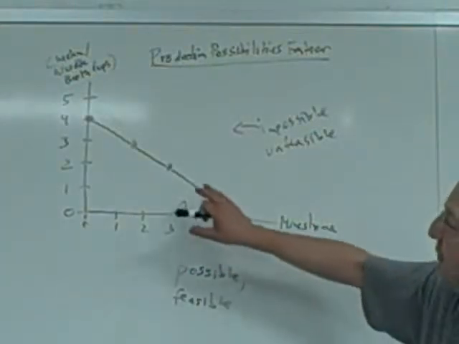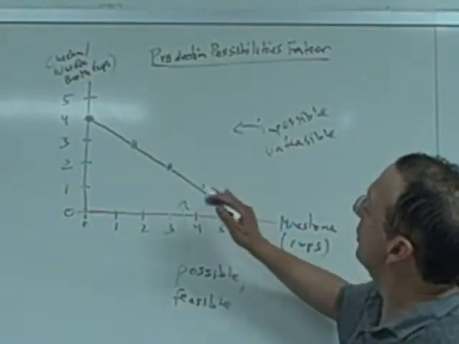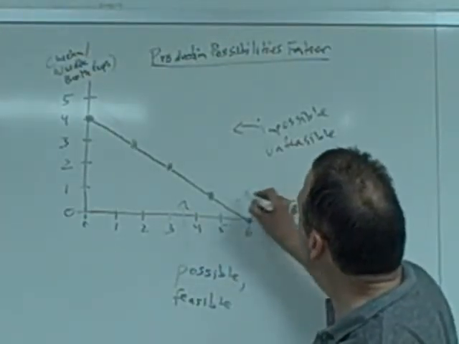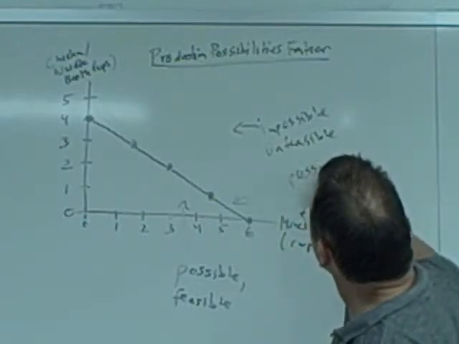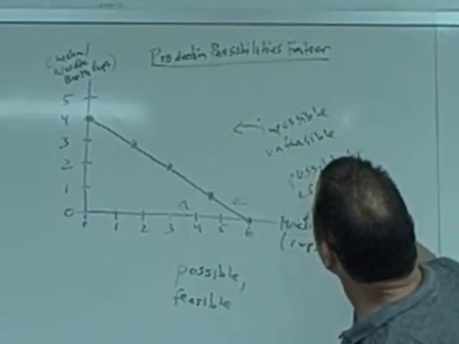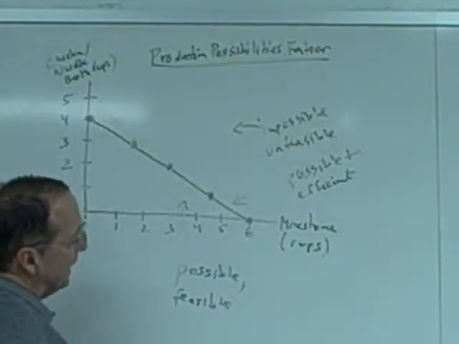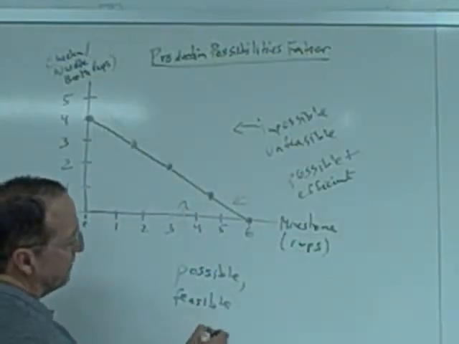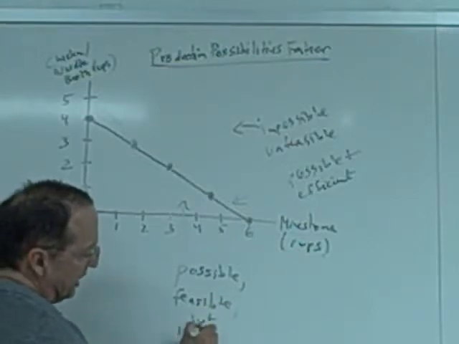The area that's possible and feasible can be further divided. And the curve itself, or the straight line itself, is possible and efficient. And the area in here, inside the curve, is possible, feasible, but inefficient.